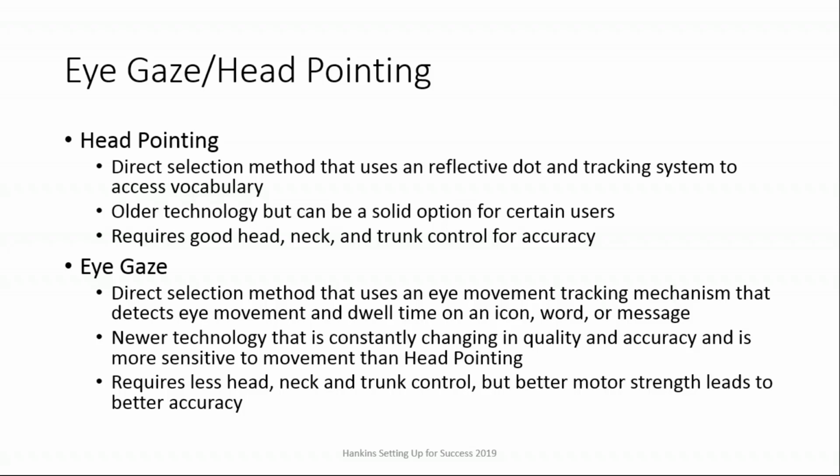It requires good head, neck, and trunk control for accuracy. Some people really like it because it's less visually hard on their eyes. I've gotten some feedback from some users about that for sure. So there's some different reasons that you might choose head pointing over the newer, flashier form of eye gaze, which is a direct selection method that uses an eye movement tracking mechanism. So it detects the eye movement and the dwell time on an icon, a word, or a message.